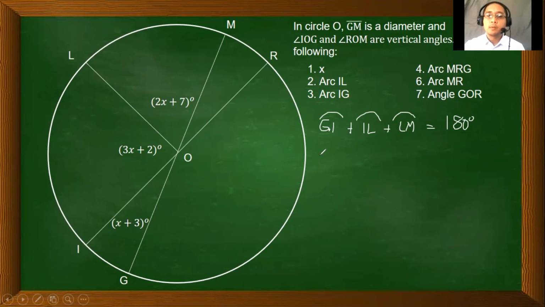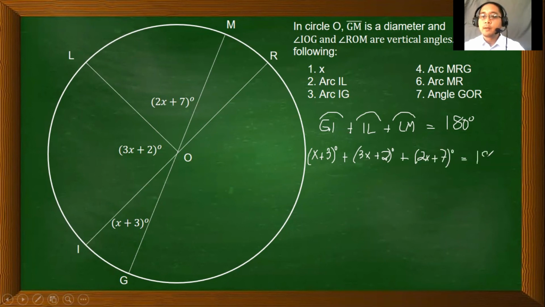So substitute. Take note, by the central angle theorem, the intercepted arc is equivalent to the central angle. So therefore this is x plus 3. For arc IL, we have 3x plus 2. And lastly, for arc LM, which is 2x plus 7, that is equivalent to 180 degrees.